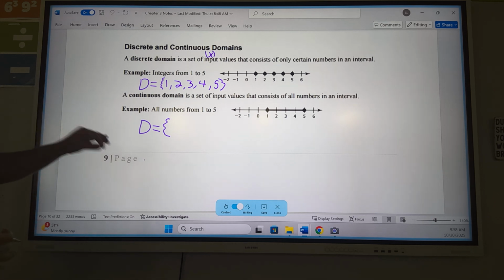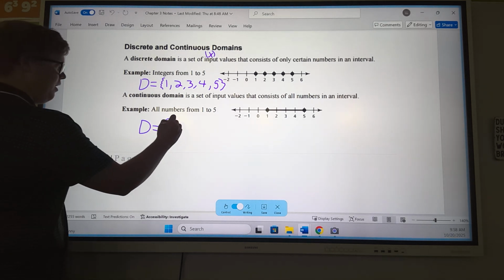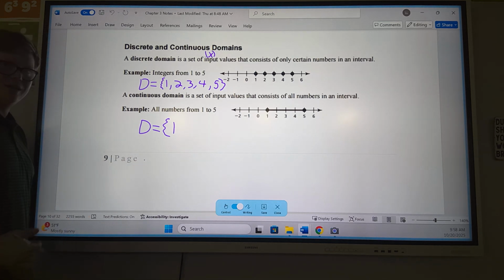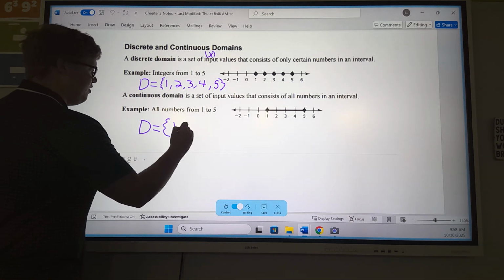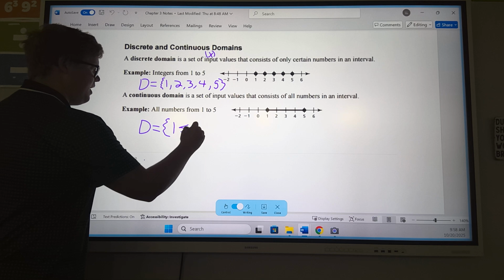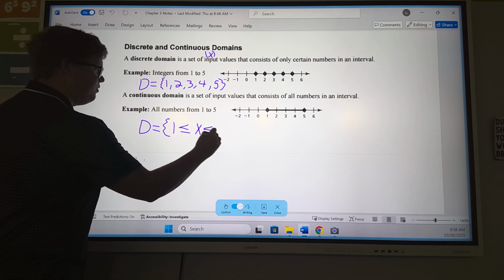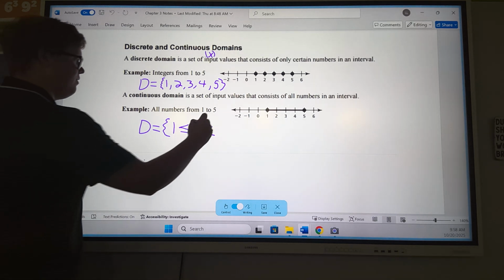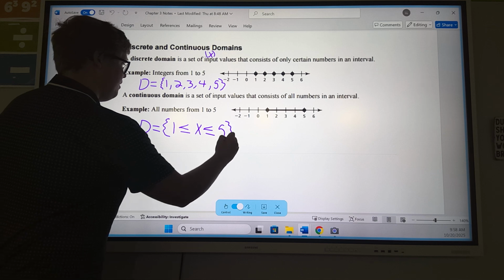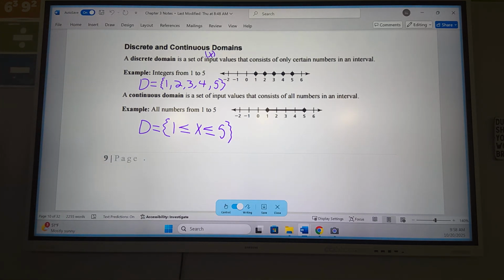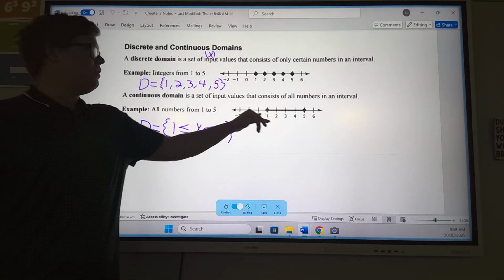Again, put your lowest number, which is 1, here. We see we have a closed circle. That tells us it is less than or equal to. We'll use x, and less than or equal to again. Put our highest value here. So that's how you represent a continuous domain, because a continuous domain is anything in between these numbers.